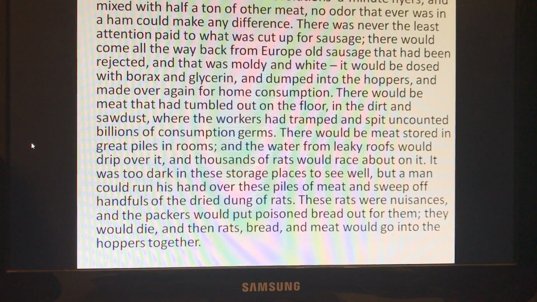There would be meat that had tumbled out on the floor, in the dirt and sawdust, where the workers had tramped and spit uncounted billions of consumption germs. Consumption was what they called tuberculosis back then.